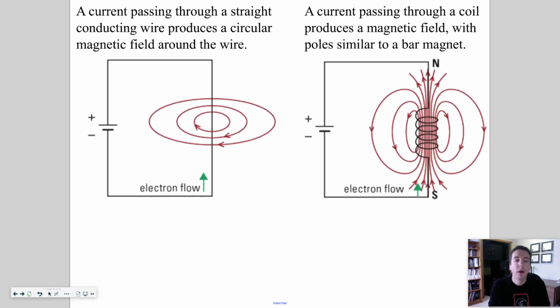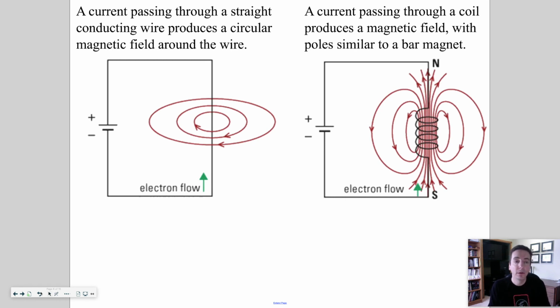We've got a couple of different pictures here showing the shape of magnetic fields around wires. On the left here, we've got a straight conductor, and on the right, what if you take the conductor and you make it into a coil?